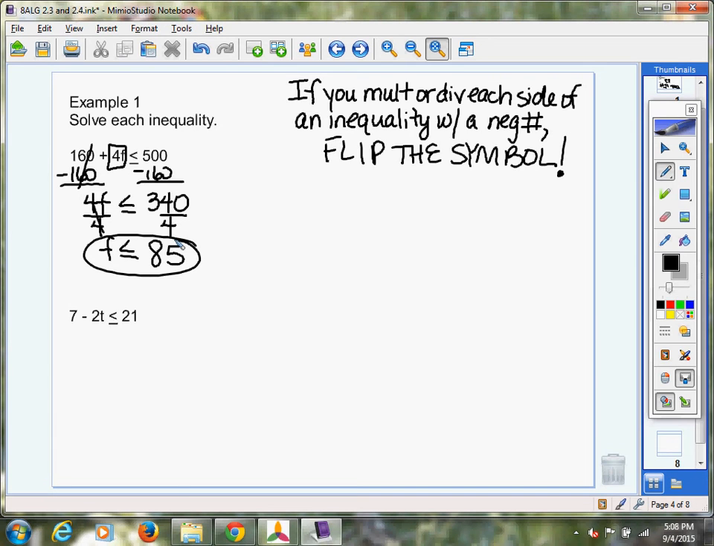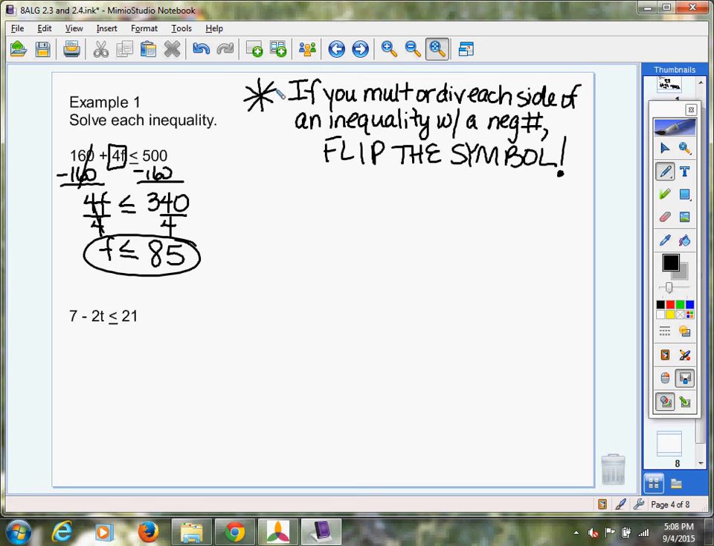Now, the rule that we wrote right here to help us remember actually did not come into play. All of our numbers were positive, so we really didn't need to worry about the rule at all. But sometimes that's not going to happen. So let's look at our next example, and you'll see what I'm talking about.